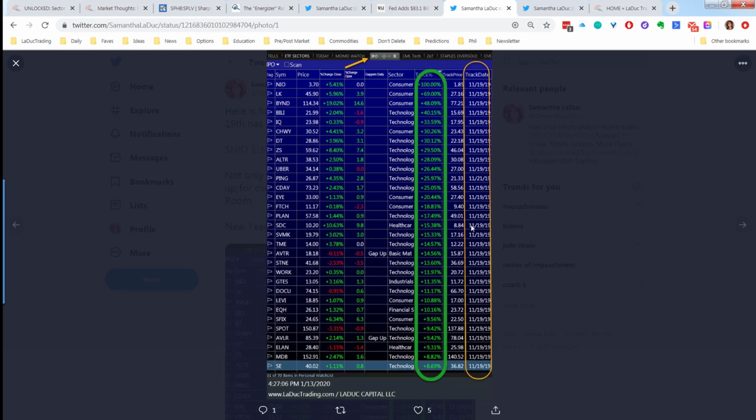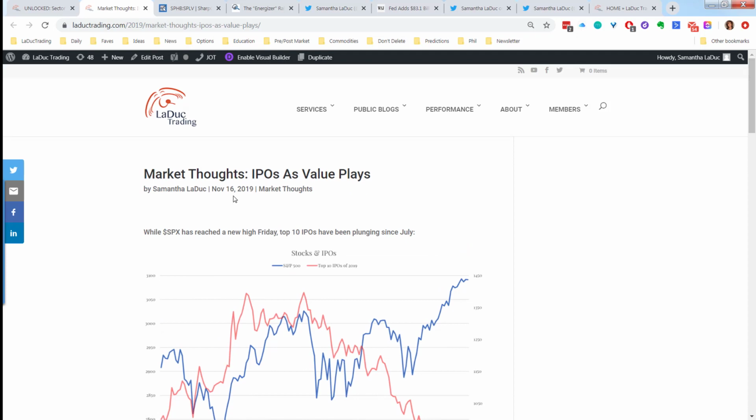And you'll see 11/19, this is a track date, track price, and this is the percentage gain and also losses. Roku had some loss, I'm talking big picture in the last 2 months, is on the negative, but most of these stocks have just been rocking. So I, of course, am going to talk about them because the idea was, when I wrote about this back on November 16th, my market thoughts, IPOs as value plays. Okay, now we're right now January 13th. It's been 2 months, and how are they doing?